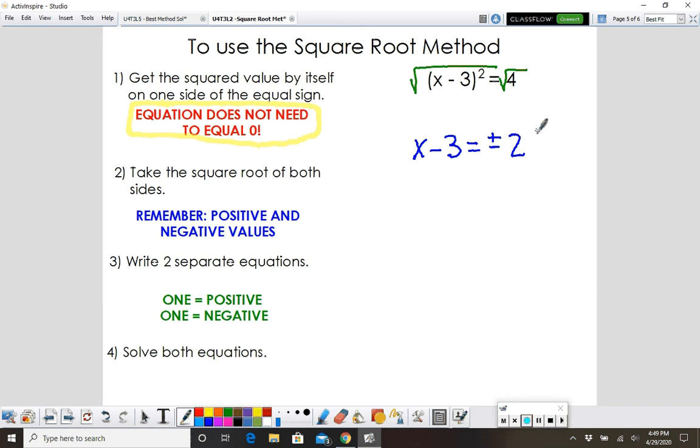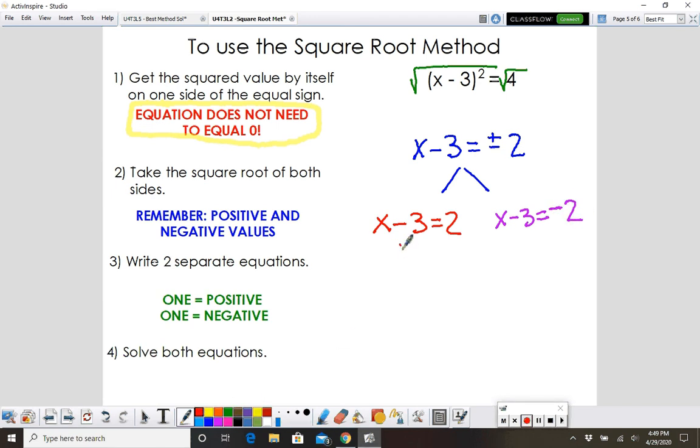And then, since I have two possibilities, what I'm going to do is I'm going to write two separate equations. One equation I'm going to write is going to represent that positive answer. So x minus 3, this doesn't change, but it's going to equal our positive 2. And then I'm also going to write an equation that's x minus 3, but it's going to equal our negative value for our square root, negative 2. And then I just solve each one.